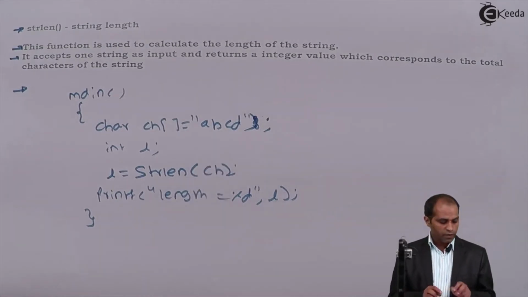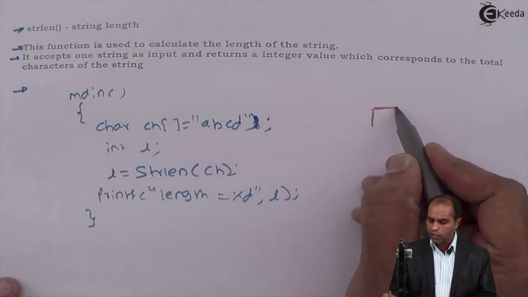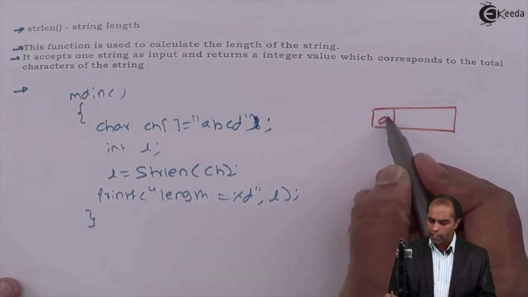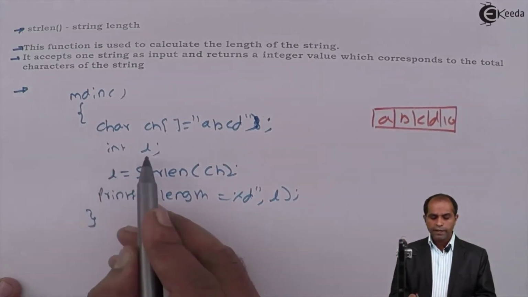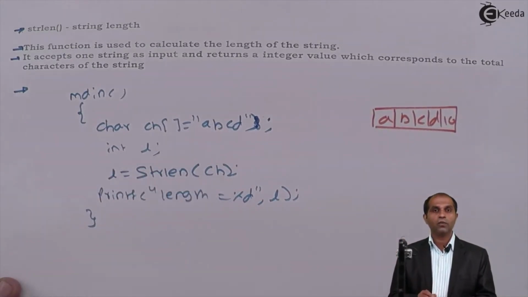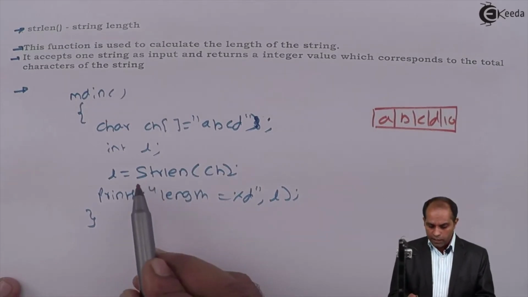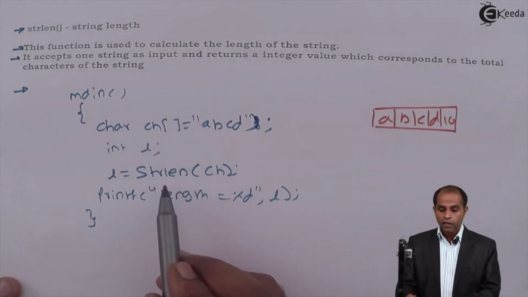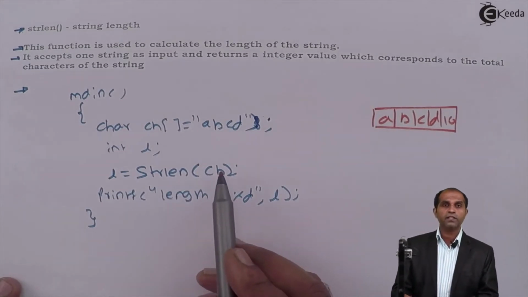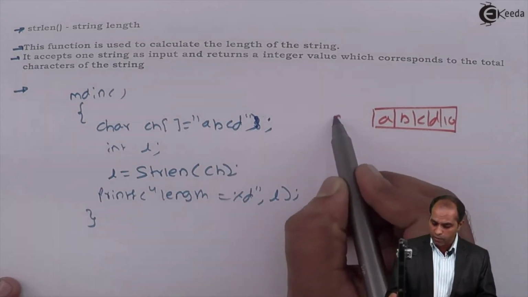Now, what it does: ch stores the content, that is a, b, c, d and the null character. int l, l = strlen(ch). What does strlen do? This strlen function, which belongs to the header file called string.h, calculates the total number of characters in this particular array called ch. Now this is my array ch.